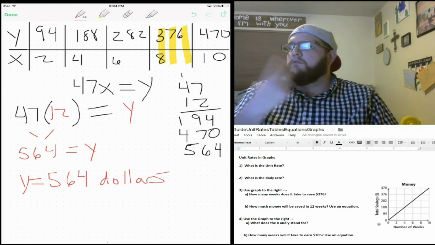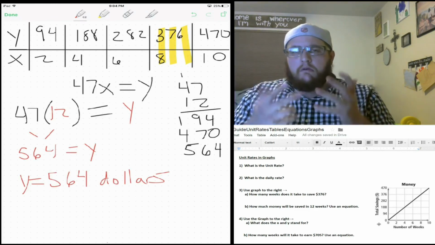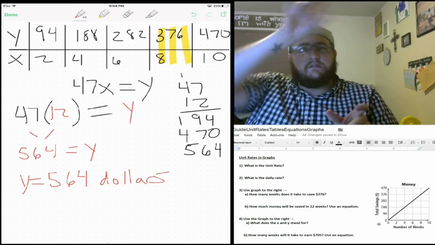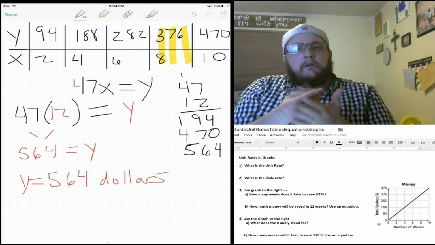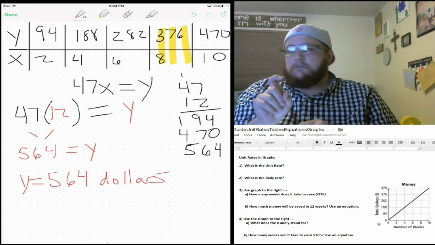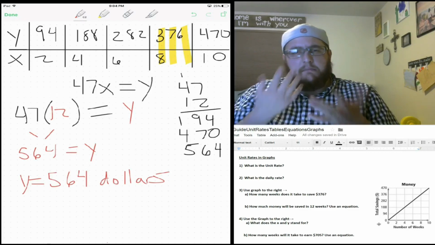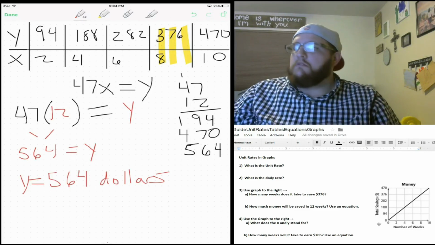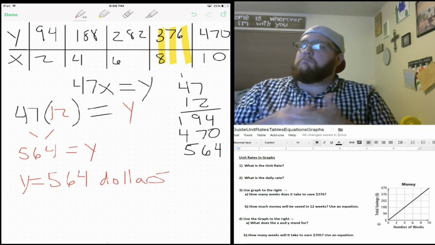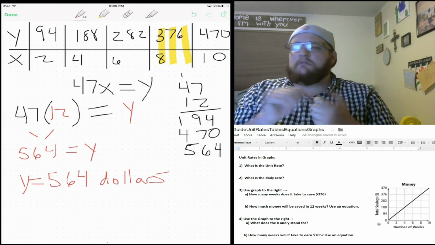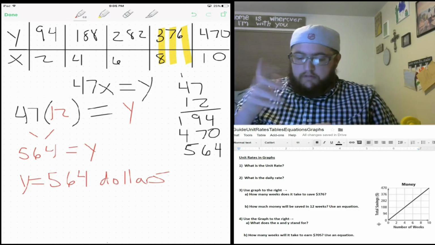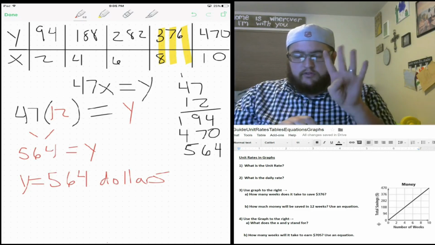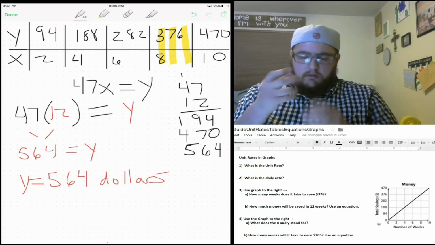Okay, let's just read the next one. 4A says, what does the x and y stand for? Well, if you look at our graph, you can look at the labels on both the y-axis and the x-axis. Remember that the y-axis is vertical, and as you can see, it says total savings in dollars. So that's what our y means. Our x-axis is labeled as the number of weeks, and so that's our x value.